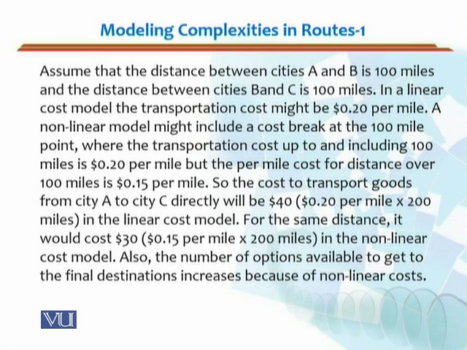It could be a third option as well. For the first 100 miles, you might be paying 20 cents per mile, and for the next 100 miles, you might be paying 15 cents per mile. In both cases, the cost would be lower than the linear cost model.